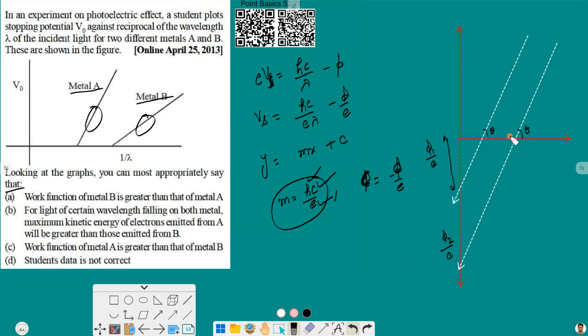Only if these thetas are the same, then we can compare their work functions. So option A is wrong basically. For light of certain wavelength falling on both metals, maximum kinetic energy of electrons emitted for both, option B. So for maximum kinetic energy, what do we need? We need to find the work function, and we cannot calculate the work function because they both don't have equal intercept. So B is also rejected. Work function of metal A is greater than B, so that is also rejected. So the only conclusion we are left with is that the student's data is not correct. So option D is the right answer here.